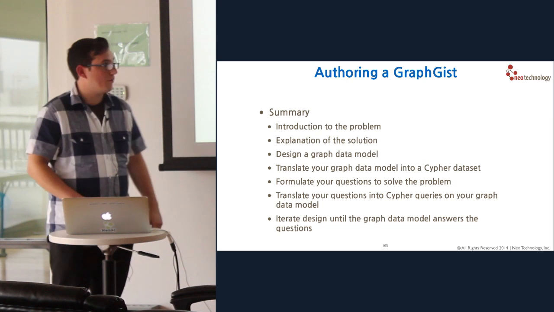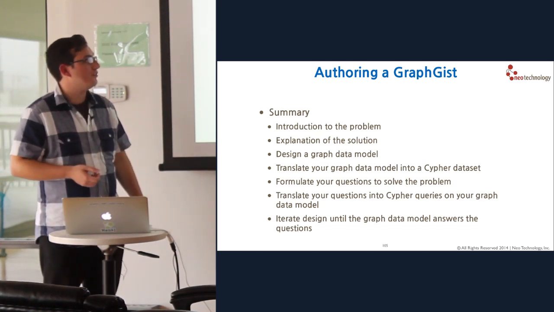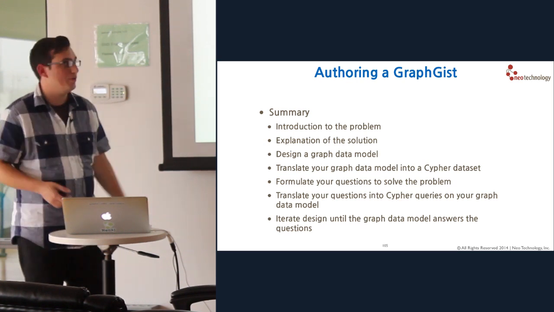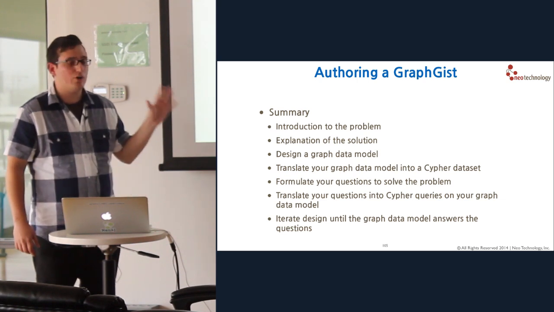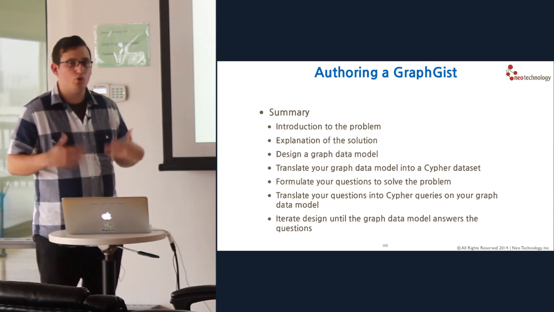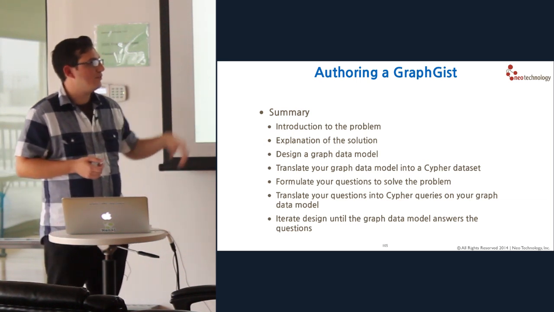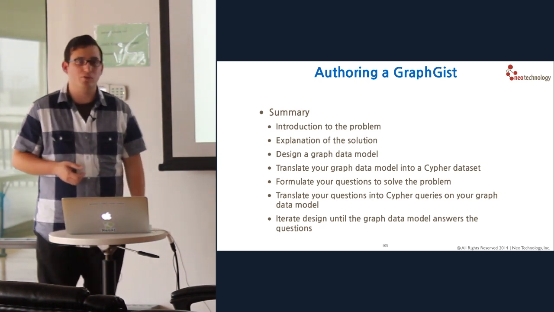So, a summary of GraphGIST. Introduce your problem, explain the solution, design a graph data model. It helps to start with a whiteboard there, translate that into an image if you want. Take a picture of it. And then from there, translate that graph data model into a Cypher dataset. And then formulate some of these questions that you propose to solve the problem, and translate those questions into Cypher queries that you can run against your graph and see the results.